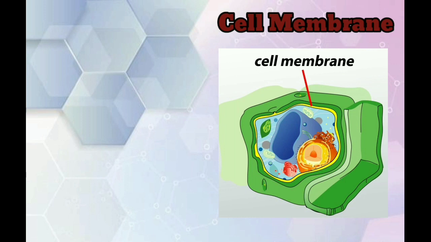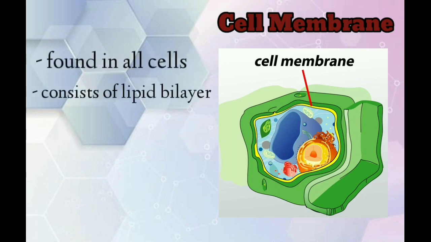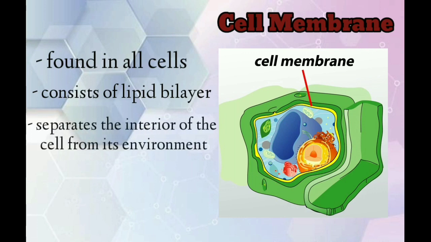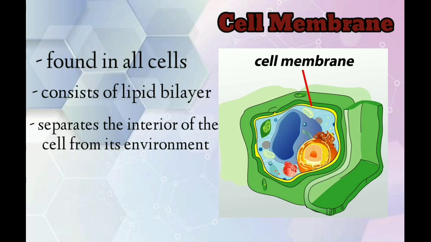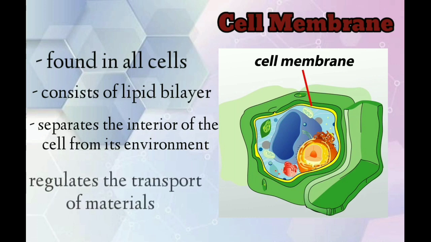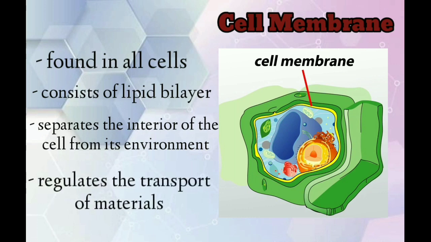The cell membrane. The cell membrane is also known as the plasma membrane. This is found in all cells. It consists of a lipid bilayer that is semi-permeable. It also separates the interior of the cell from the outside environment, and it regulates the transport of materials entering and exiting the cell.